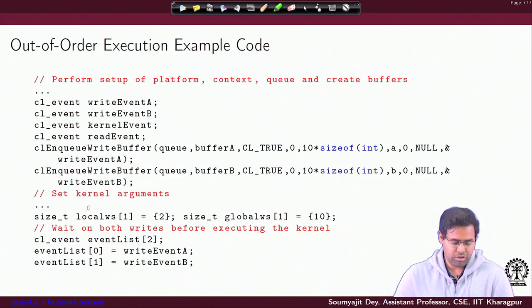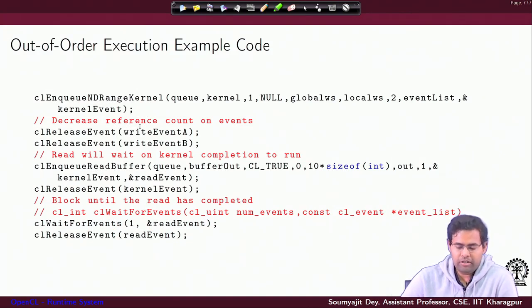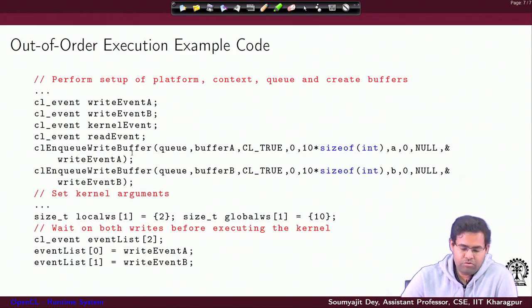After this, you have the usual definition of kernel arguments, and the usual definition of local and global work sizes, and now let us say you create an event list by packing these 2 events, write event A and write event B, into this array event list. Now why would you want to do that? You want the kernel enqueuing to happen depending on whether these 2 write events have actually completed.